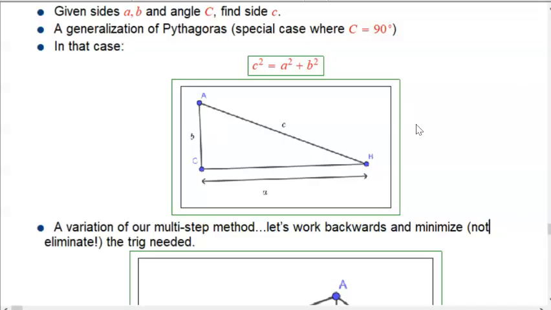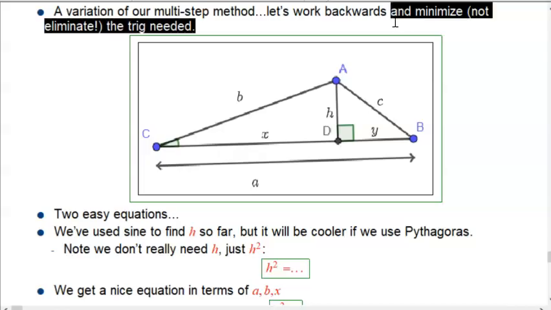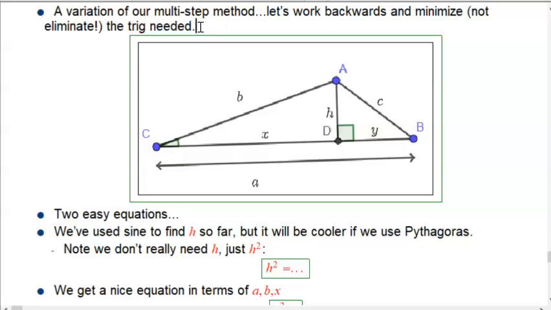But let's go back to the real thing. We're going to do a variation of what we've been doing in these multi-step trig problems. I'm going to work backwards, and that's going to help us streamline it. We're going to minimize the trig; we cannot eliminate it. It's called the law of cosines, after all. But we're going to isolate the trig needed to one little spot.